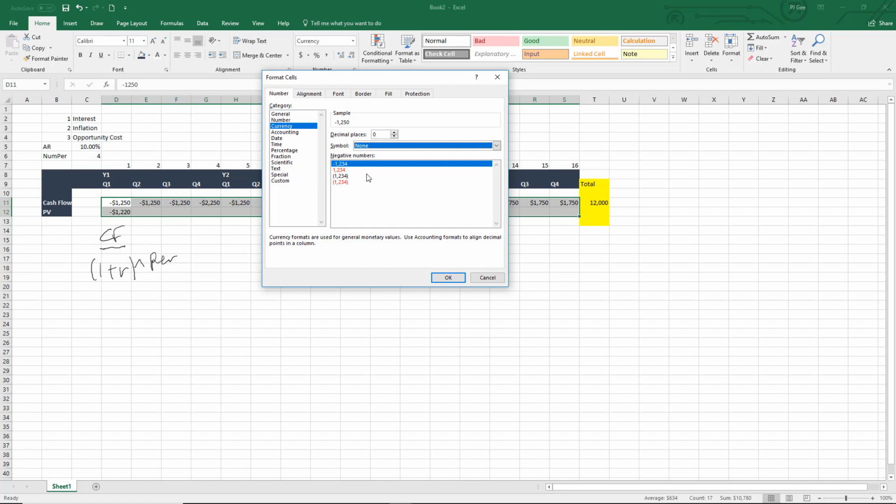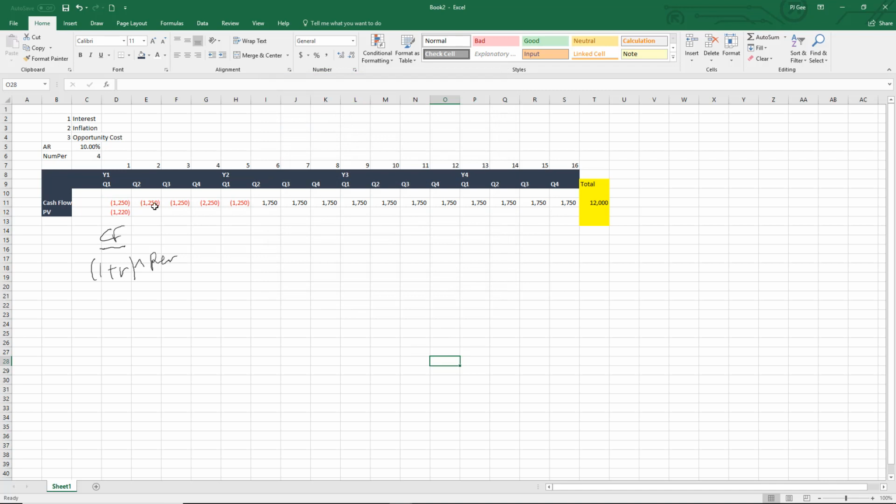We could either show negative, or we could show red, or we could show red and in parentheses. I like that. That really jumps out at us. Okay, so I'm going to put that in there. So all the negative numbers, that's a nice pro way of showing it.